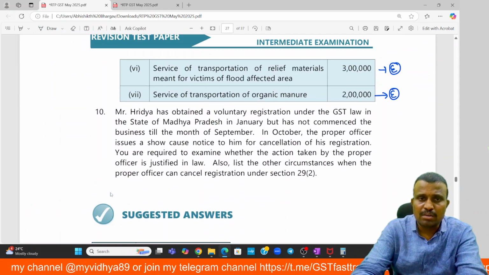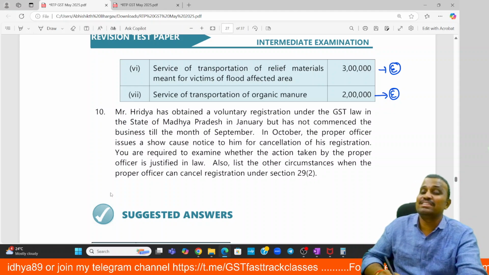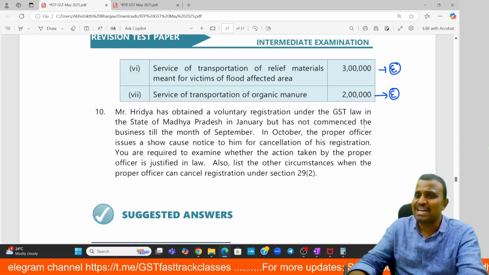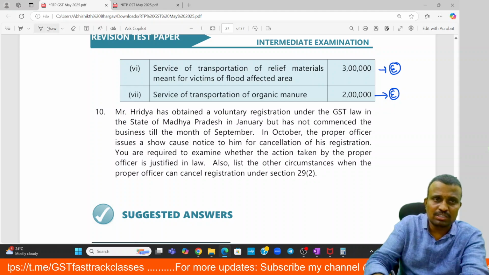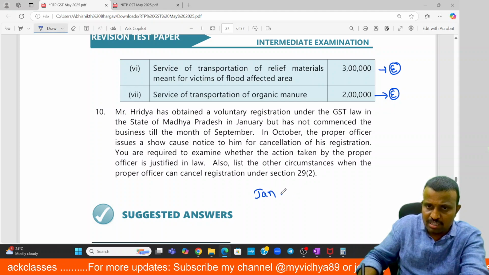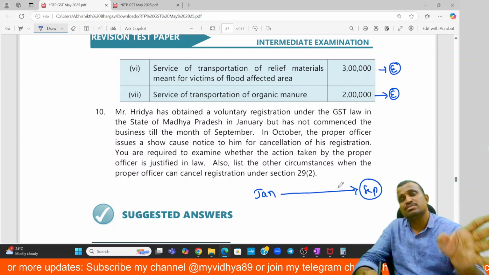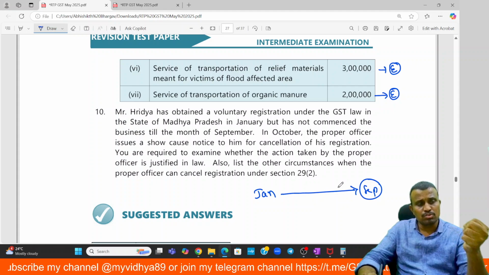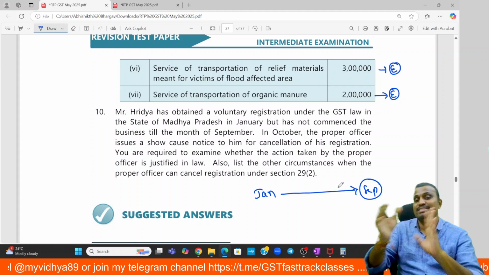Next. Mr. Hridya has obtained voluntary registration under GST law in the state of Madhya Pradesh in January, but has not commenced the business till the month of September. Actually, they got the registration in January, but they didn't start the business up to September. That means February, March, April, May, June, July, August. That means after 7 months they started.